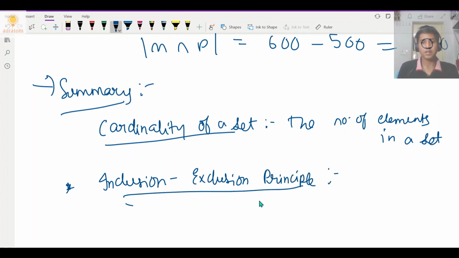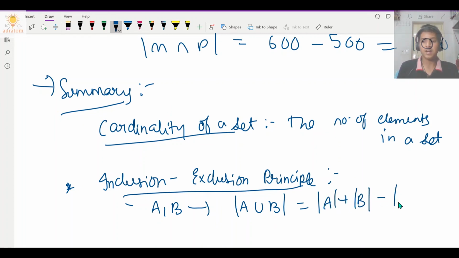Let me write it down again now. For two sets A and B, the cardinality of the set A union B will be equal to the cardinality of the set A plus the cardinality of the set B minus the cardinality of the set A intersection B. And this cardinality is nothing but the number of elements in a set, right? So the number of elements in A union B will be equal to the number of elements in A plus the number of elements in B minus the number of elements in A intersection B.